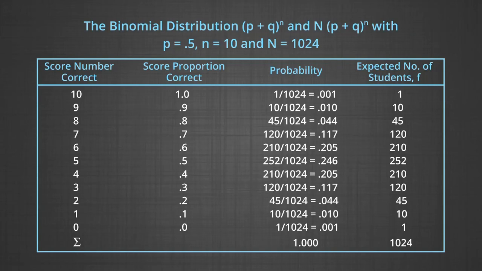Now, when we need 10 correct answers, the score proportion would be 1.0, and the probability would be 1 upon 1024, or 0.001, and the expected number of students that would get all 10 questions correct would be just 1 out of 1024, and so on and so forth. If we take another point, when we need 8 answers correct, the proportion correct is 0.8, and the probability would be calculated as 45 upon 1024, that is 0.044. In brief, we can say 45 students would get 8 answers correct out of 10 answers, and so on and so forth.